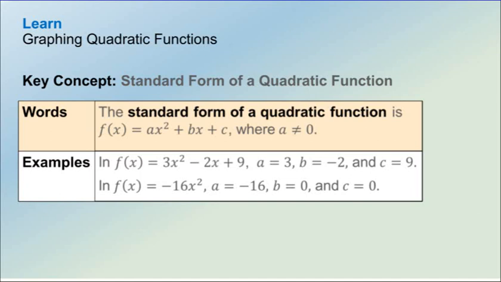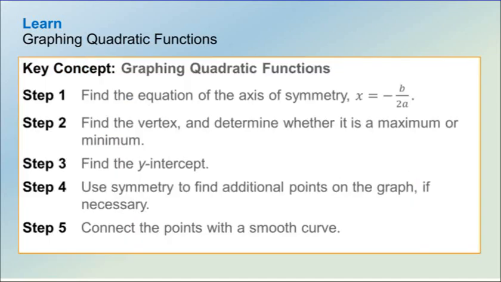Next part is graphing from looking at standard form of a quadratic function. Standard form is ax squared plus bx plus c. A again cannot be equal to 0. So when we graph a quadratic, we find the equation of the axis of symmetry. The formula to find the axis would be taking your -b divided by 2a. So you can only do that when it's in standard form.